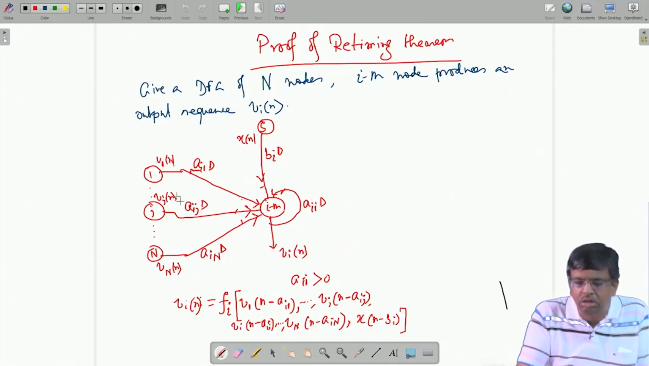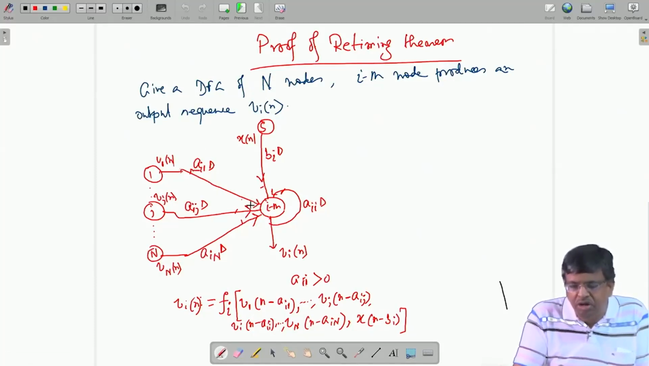It may depend on other nodes, like node 1 producing V1[n]. It may go there if there is a connection, it may not go there if there is no connection. I make a provision of a connection with a delay a_i1, i from here, 1 from here, a_i1 number of delays. If a_i1 is 0, 0 delay. If a_i1 is 1, 1 delay. If a_i1 is infinity, that means infinite delay, which means no connection, because if it is infinite delay, this signal can never reach here. So, that takes care of the no connection business also.